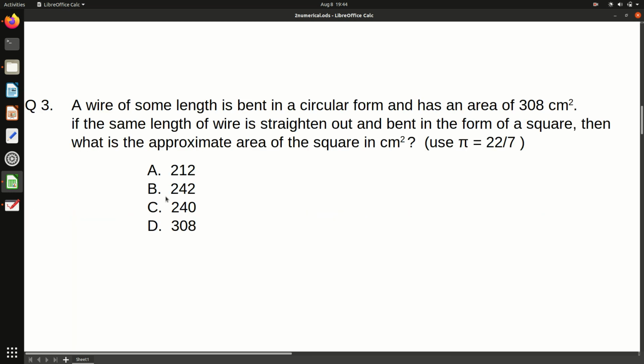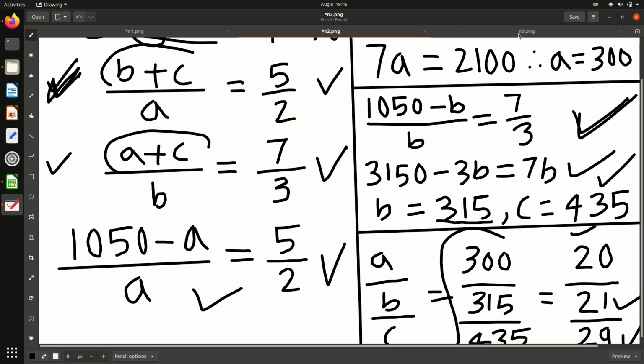Okay, so try to solve it yourself. Okay, so the question is, a wire of some length is bent in a circular form and has an area of 308 centimeter square. If the same length of wire is straightened out and bent in the form of a square, then what is the approximate area of the square in centimeter square? Okay, so let us see how to solve this question. We will go step by step, then it will be very easy.